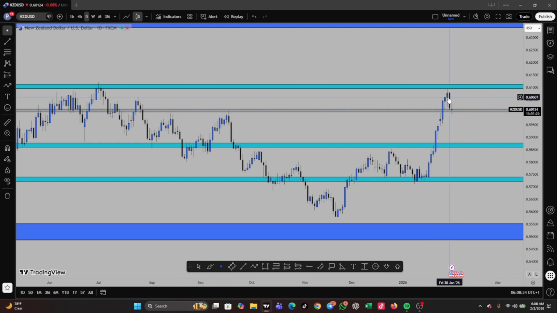trust a small pullback. So I would like to see a very strong pullback, might be to the middle of this point, or even chart patterns around this area for the bullish run to continue. So for now, NZD/USD, I am bullish, but no entry confirmation yet.